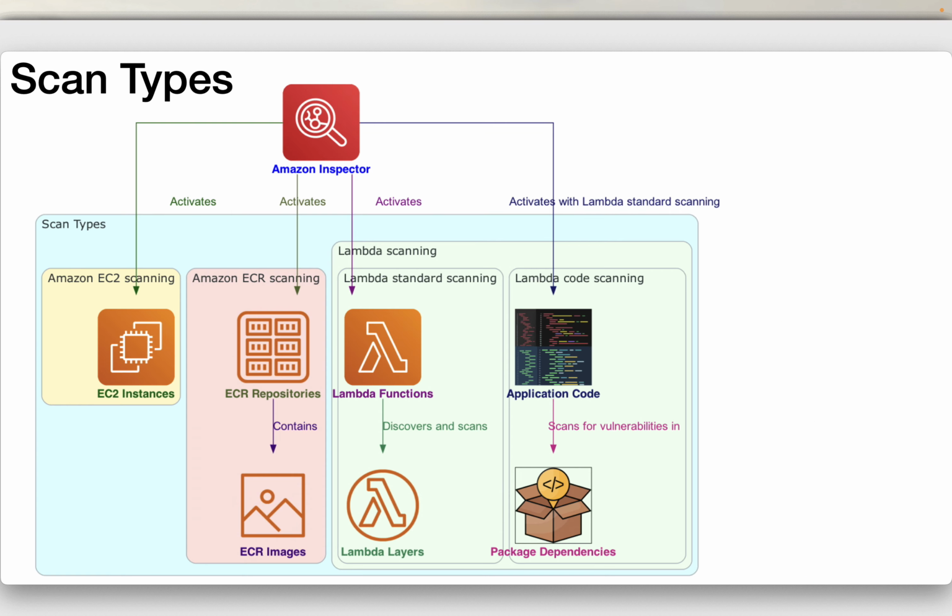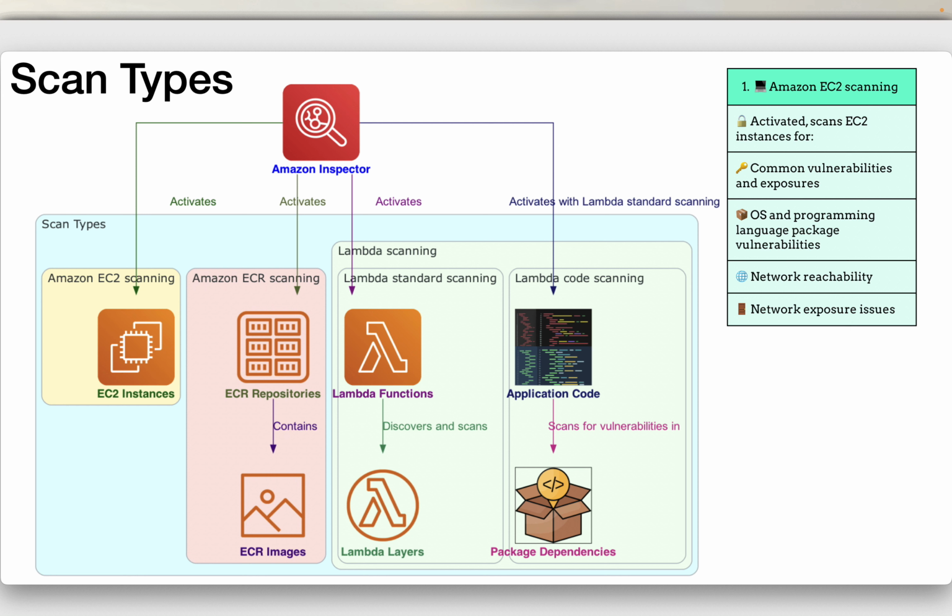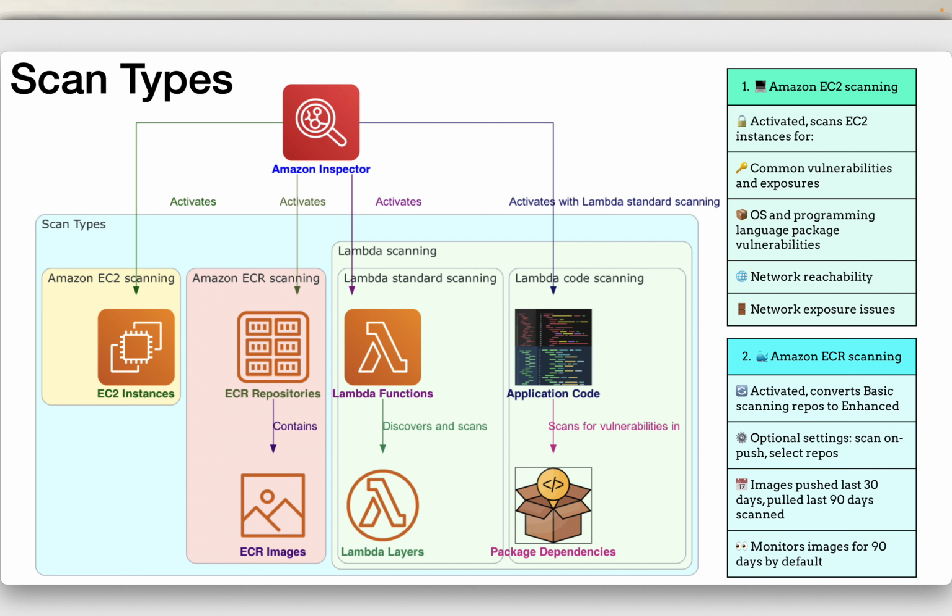So now we'll see different types of scans. So there are exactly 4 scan types. I'll be covering all of them one by one. First one is Amazon EC2 scanning. So when you activate Amazon EC2 scanning, Amazon Inspector scans your EC2 instances for the following vulnerabilities or items. First one is common vulnerabilities and exposures, which is CVE. Then operating system and programming language package vulnerabilities, network reachability, network exposure issues.